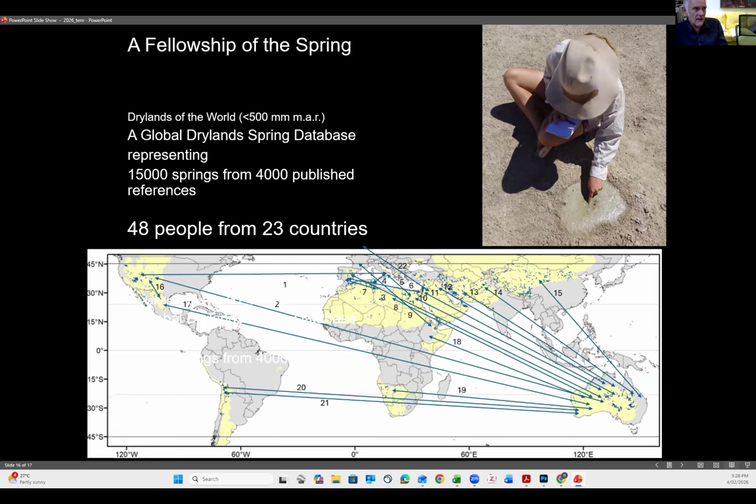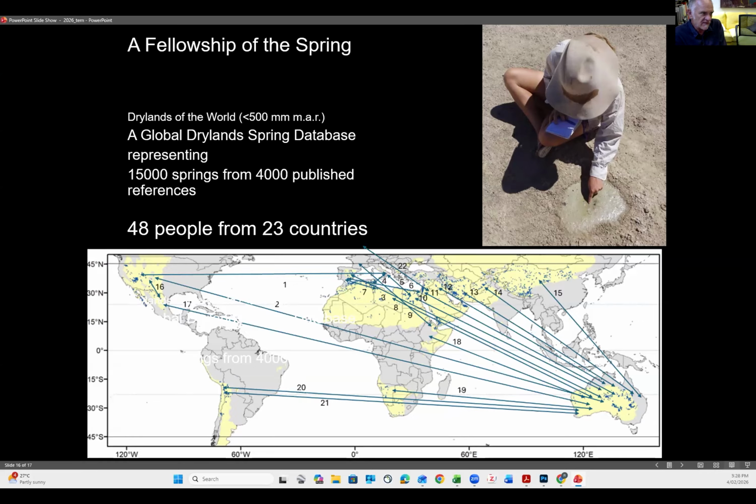But perhaps more importantly, I entered into a form of academic internet dating by corresponding with people that I came across who'd written these articles. And very often they ignored me, but sometimes they responded. And they were indeed absolutely enthusiastic and with this common understanding of the importance of springs. It was like meeting long lost relatives when I finally got to talk to them. And the group has grown from small beginnings to 48 people from 23 countries.